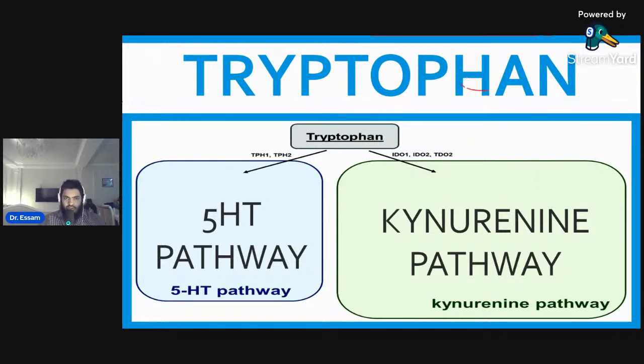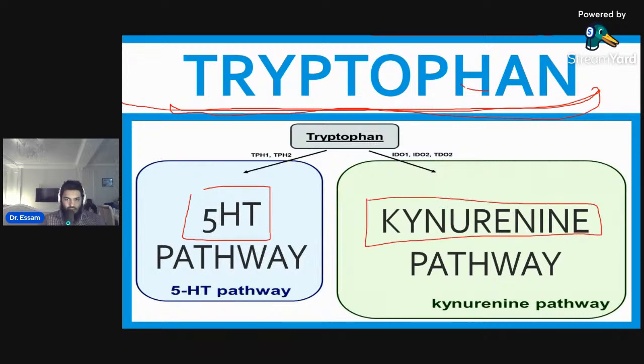Okay, because until now we have seen tyrosine and phenylalanine. Now, which is the third aromatic amino acid? It is tryptophan. So, tryptophan metabolism, my dear students, happens by two pathways. Okay, so the first pathway is the 5-HT pathway. The second pathway is the kynurenine pathway.